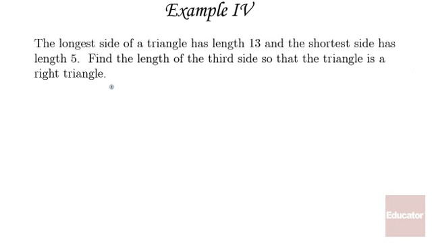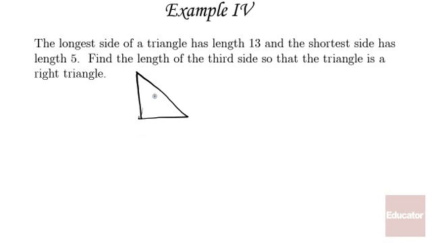For example, we're given that the longest side of a triangle has a length of 13 and the shortest side has a length of 5. Find the length of the third side so that the triangle is a right triangle. So what this is asking is to use the converse of the Pythagorean theorem. It's not giving me a right triangle. What it's saying is, here's a leg of the triangle. Here's the longest side. Here's another leg. Now, how do you make this into a right triangle? What would the third side have to be to satisfy the Pythagorean theorem so that we'd have a right triangle?